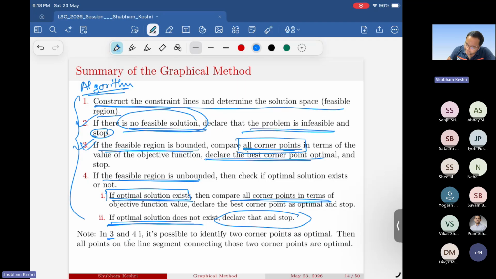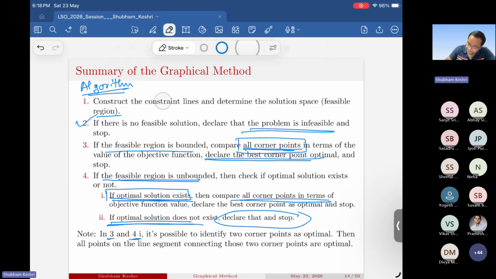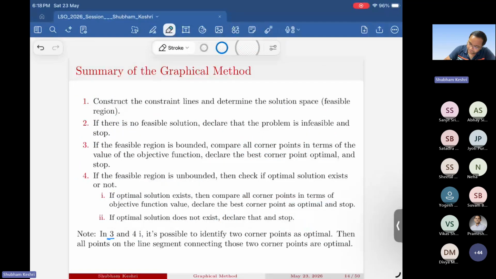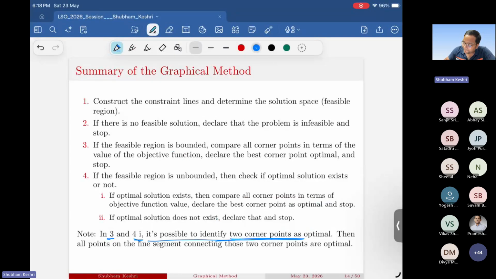Note that in 3 and 4.1, it's possible to identify more than one optimal solution. So in this case, when the feasible region is bounded, you can have more than one optimal solution, as well as in the case when the feasible region is unbounded but optimal solution exists. Then all the points in the line segment connecting the two corner points are optimal. Okay. So this is a special case of multiple optimal solution. Is it clear? The algorithm is clear.